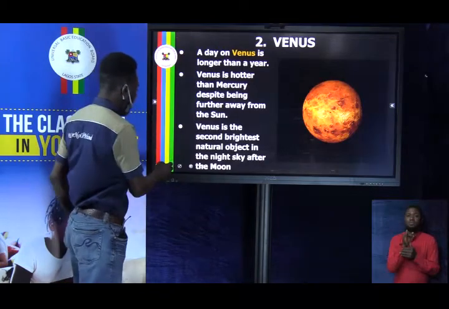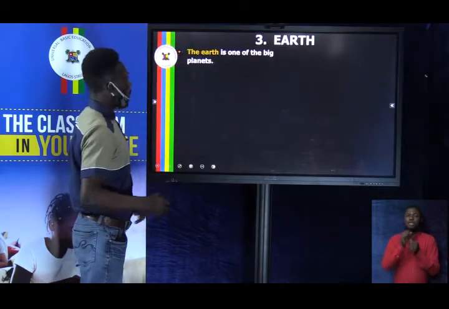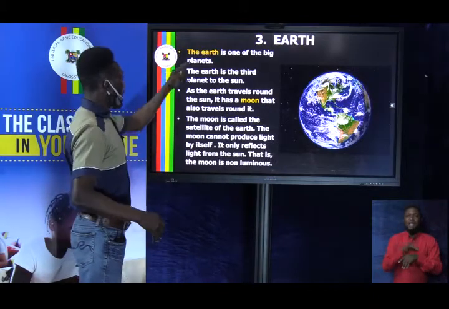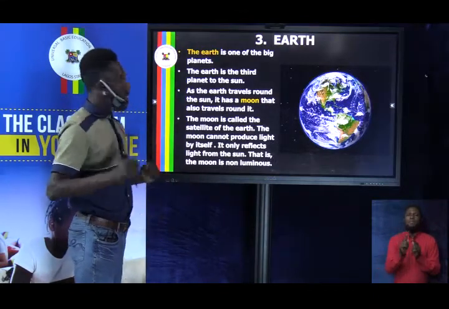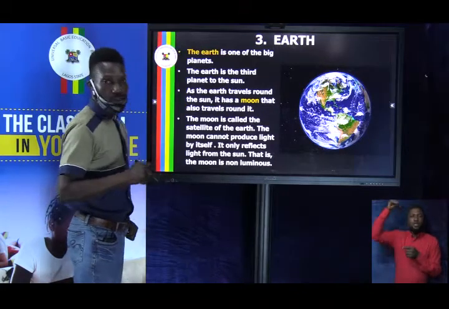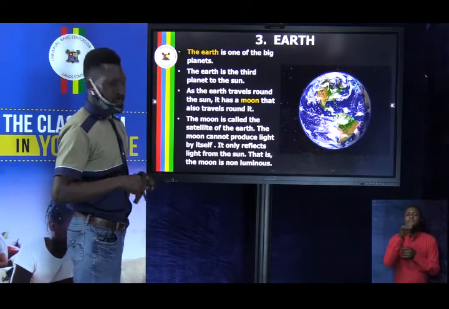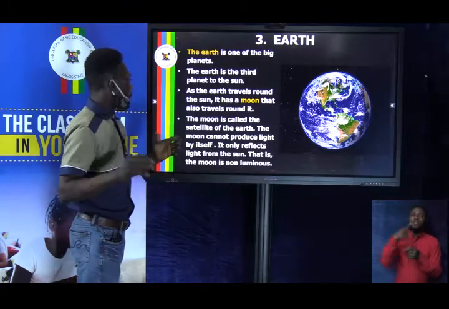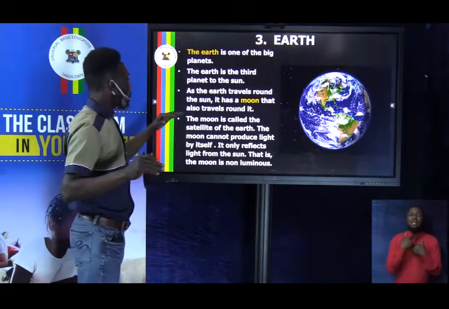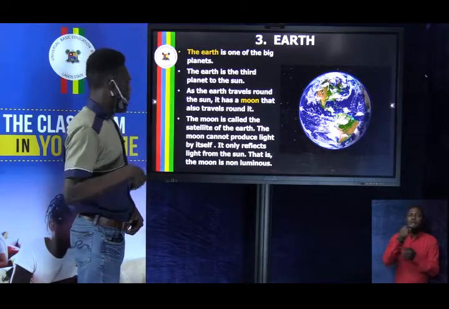That's E. So we are talking about the Earth. We all know we are living on Earth. The Earth is one of the big planets. The Earth is the third planet to the Sun. As the Earth travels around the Sun, it has a moon that also travels around it.